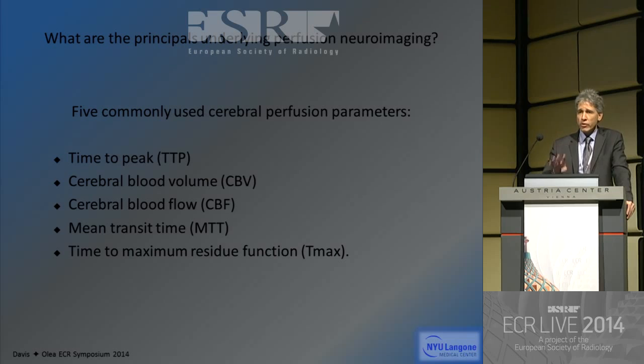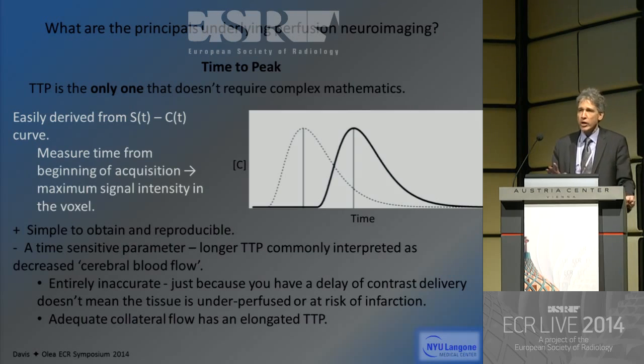So these are 5 indices that we use in everyday practice, and most of you are probably familiar with them. Time to peak, cerebral blood volume, cerebral blood flow, mean transit time, and Tmax, the time to maximum residue function. So let's take a look at them. Time to peak. Time to peak is the only one that doesn't require complex mathematics.